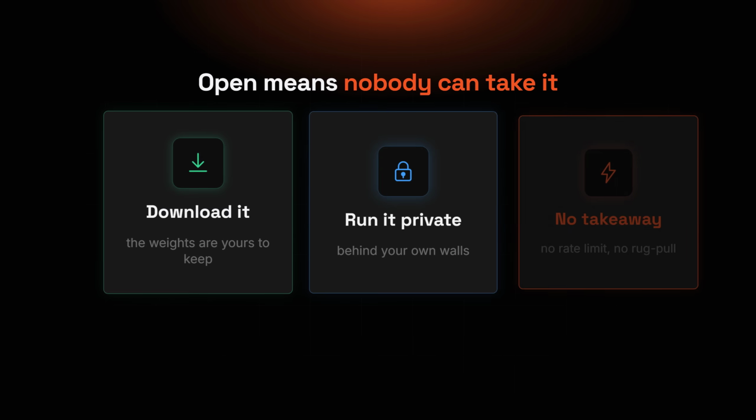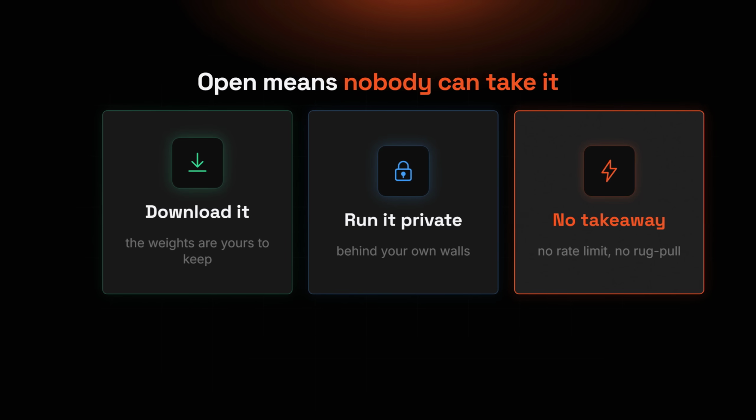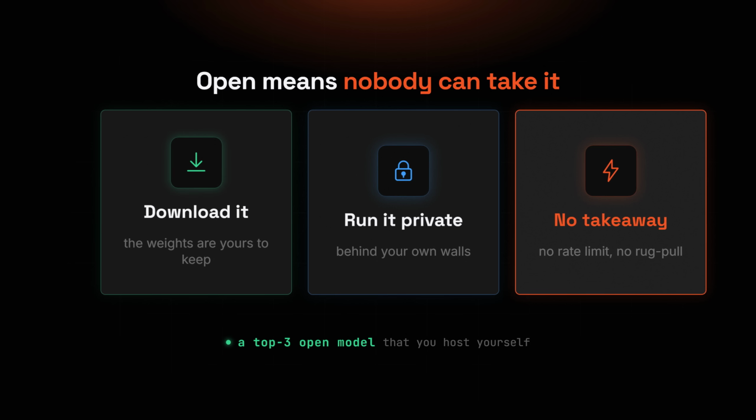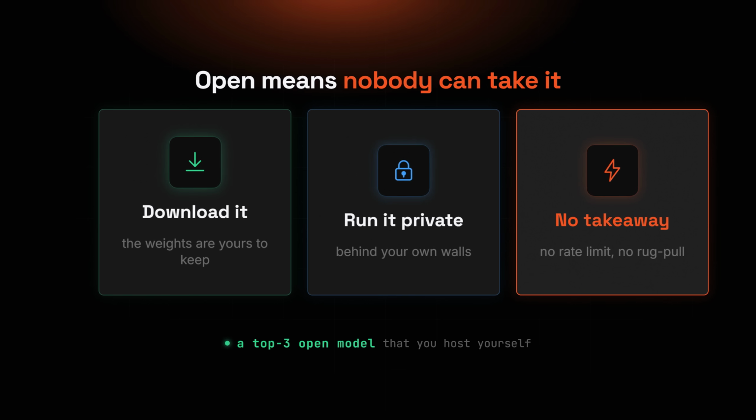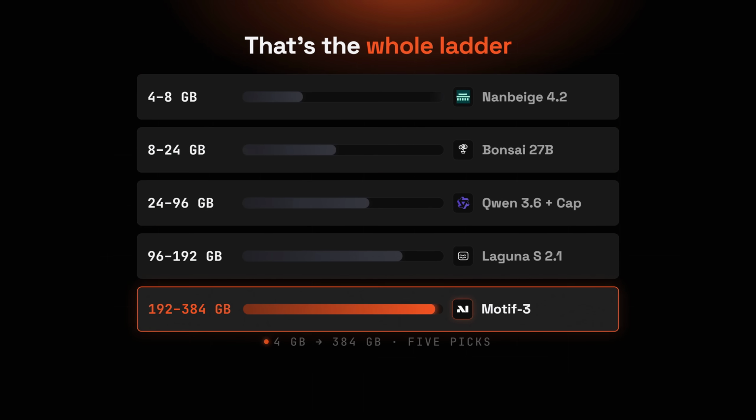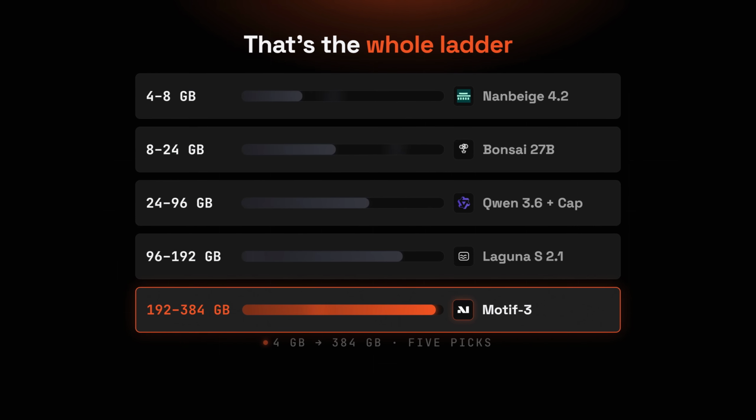Why does a top 3 open model matter to you, specifically? Because open weight means you can download it, run it behind your own walls, and nobody can rate limit you, price hike you, or take it away in a product update. That is the whole ladder. 5 brackets, 5 models, and every one of them ran on hardware you can set on a desk.